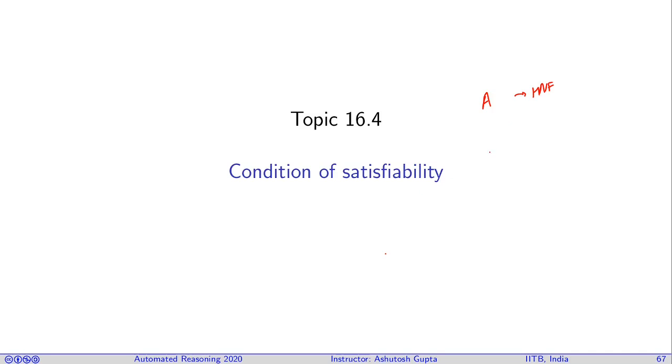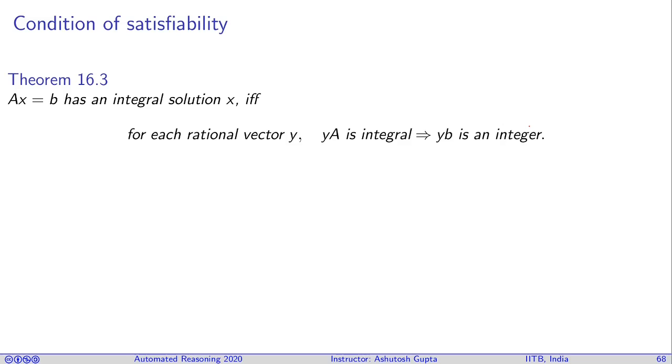Now we will see that using HNF form, we can always find an integral satisfying assignment, and we also develop a condition like that we had developed for the rational numbers for satisfiability of a problem like Ax = b. The condition looks like this. If Ax = b is a problem and you want to find integral solutions, then the solution exists if and only if for every rational vector y, if yA is integral, then yb is an integer.